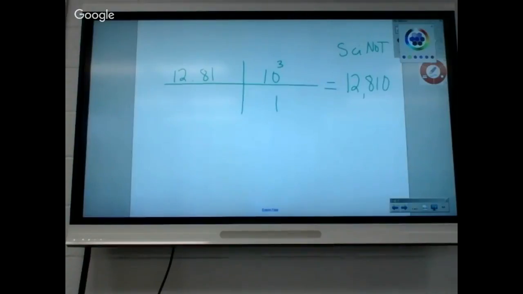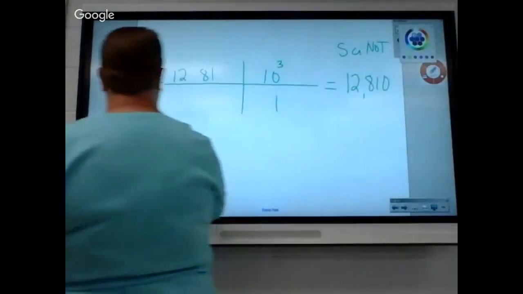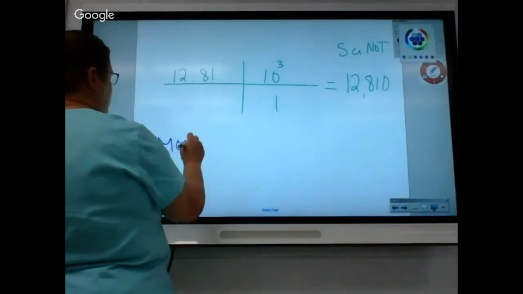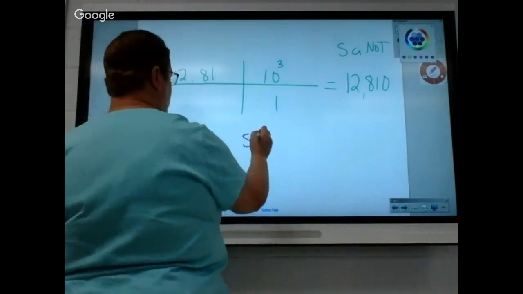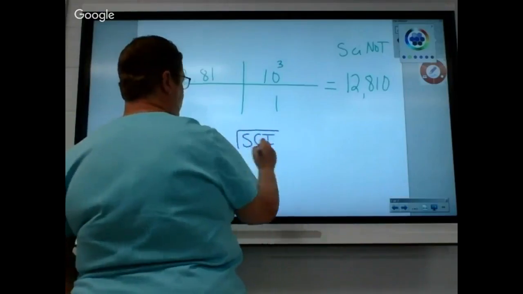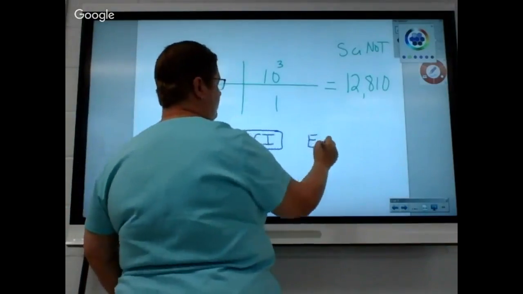All right, and then once you click mode, you go right. 2. There you go. They want to hit math, stat, all kinds of other weird stuff. All you have to do is use your mode key. Hit mode, hit sci, hit enter.